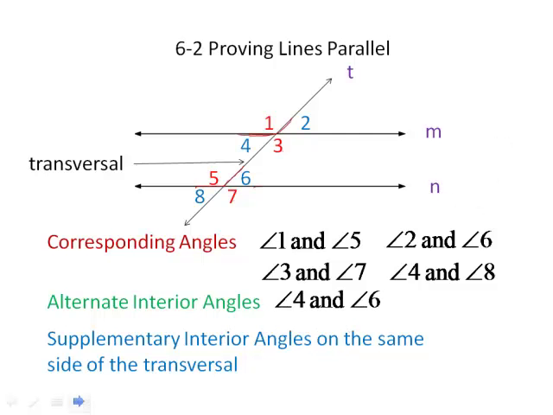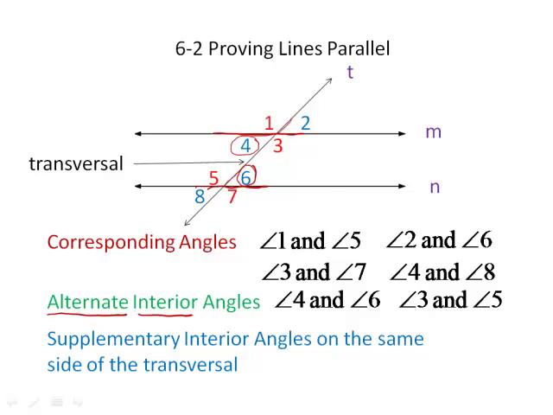And alternate interior angles. 4 and 6 are alternate interior angles. And then the other pair of alternate interior angles are 3 and 5. Why are they called alternate interior angles? Alternate because they are on opposite sides of the transversal. 4 is on the left-hand side, 6 is on the right-hand side of the transversal. Interior because they are inside the parallel lines. They're in the interior of the parallel lines. Right, and that's why they're called that.